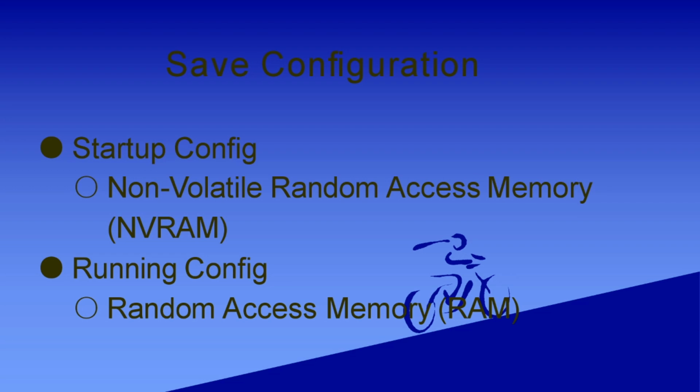Startup config is stored in non-volatile random access memory or NVRAM. Running config is stored in random access memory or what we call RAM.